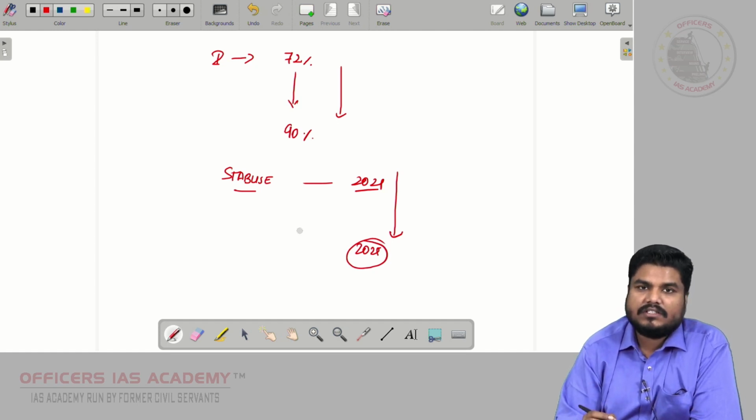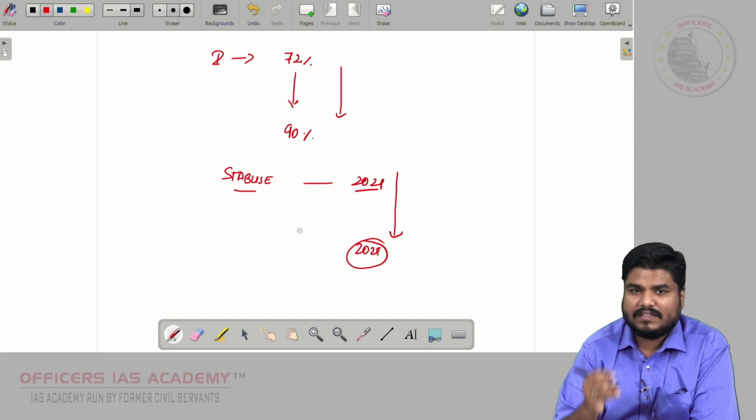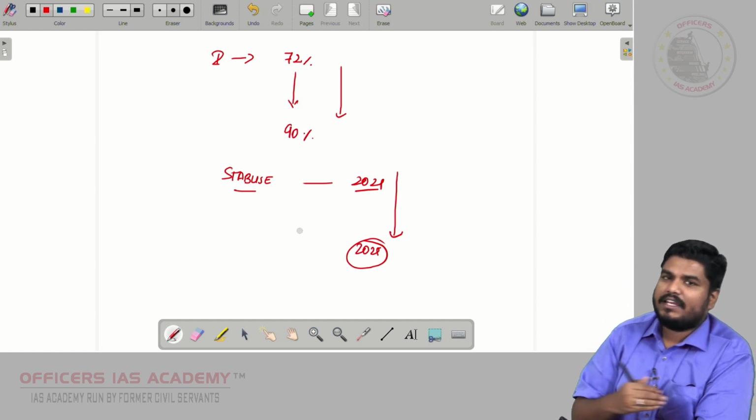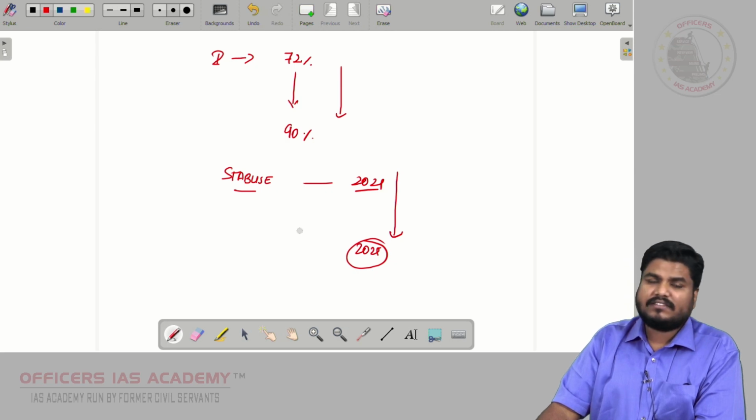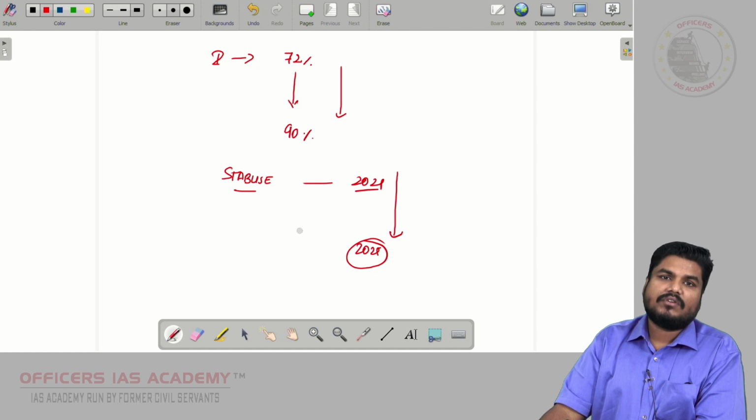The IMF report also says, nothing to worry, this is the situation of all the countries. India's public debt, though it is increasing, still India can manage. This is a situation of almost all the countries, every country has increased their borrowing because of COVID-19.